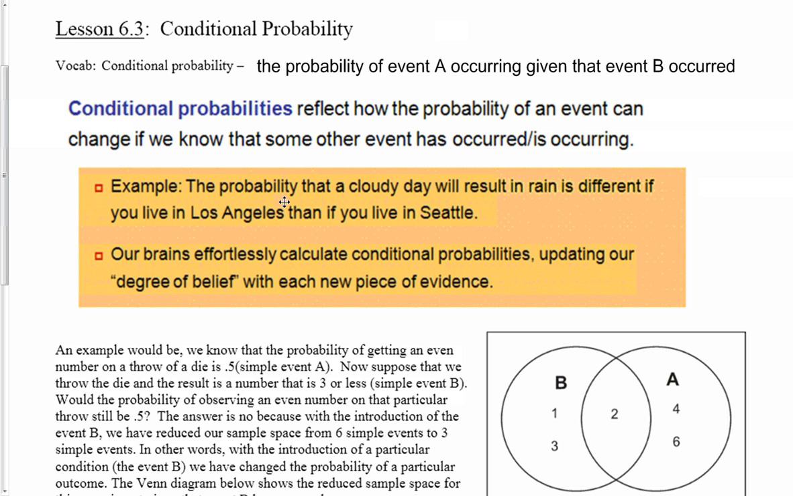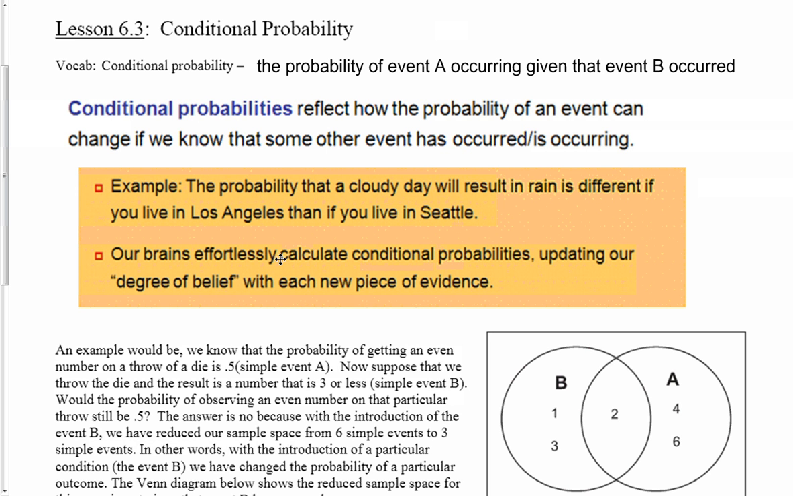So if we jump into examples of just daily life, the probability that a cloudy day will result in rain is different if you live in Los Angeles than if you live in Seattle. That means that in certain cities, for example in Seattle, when you see clouds all the time, you don't know if that's necessarily going to result in rain. Whereas if you're in Los Angeles, it's a different story. There's a condition of what city I'm in that changes what clouds will do.